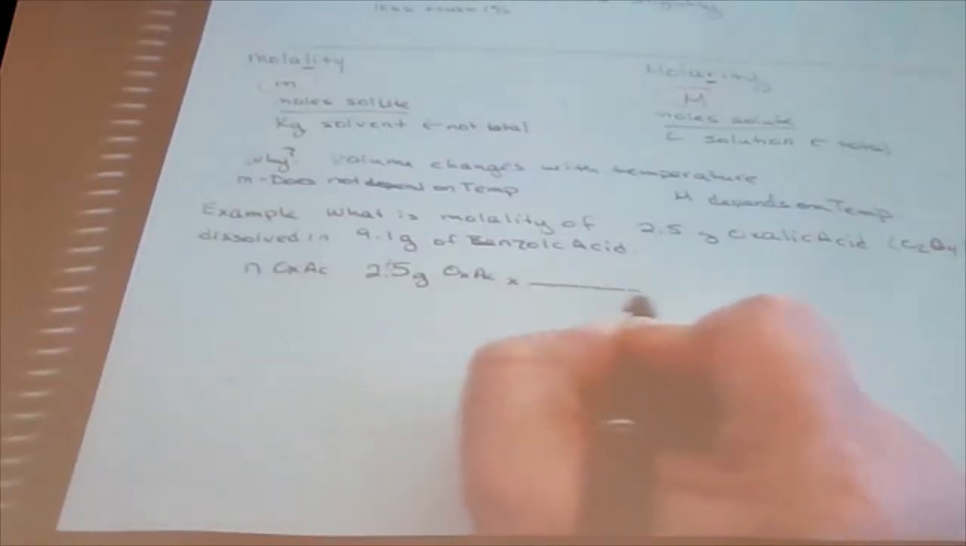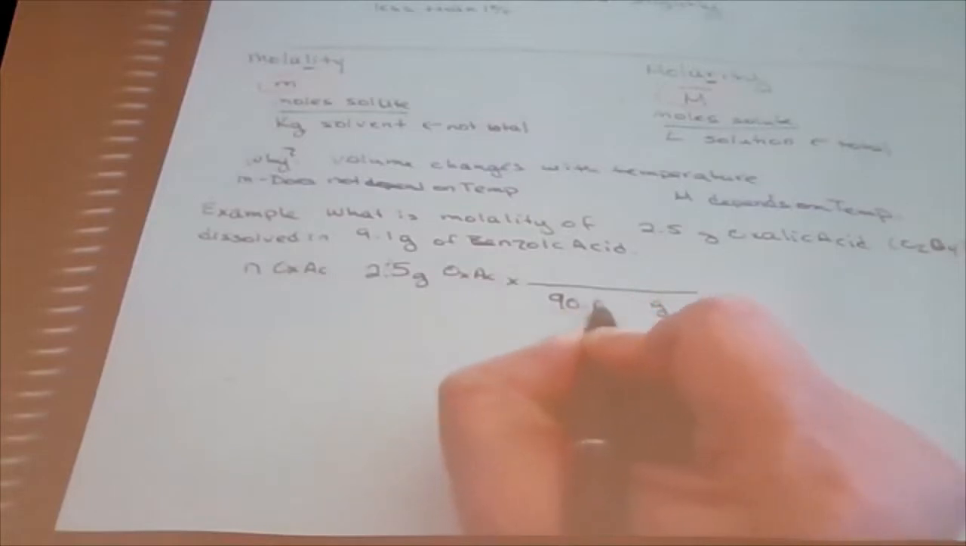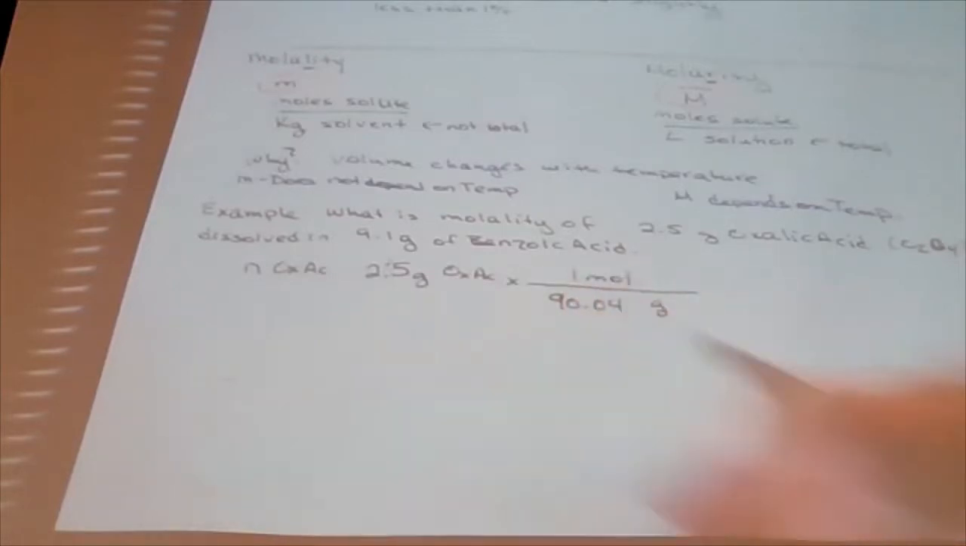And then we're going to have to use the molar mass. So we're going to look up our carbon on the periodic table, our oxygen, hydrogen. We're going to find that's 90.04. So where is the 90.04 going to go? The bottom, because that's grams per mole, and it follows that first unit of grams per 1 mole.